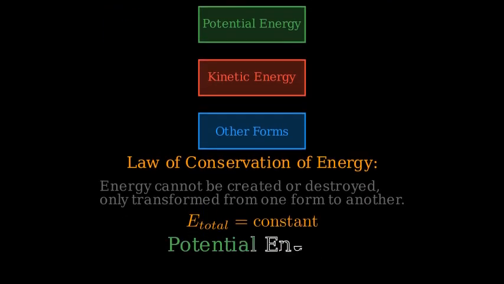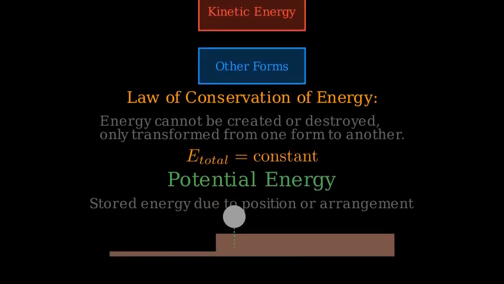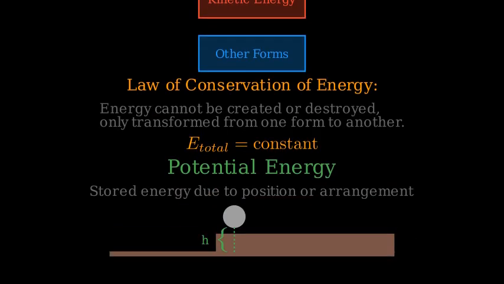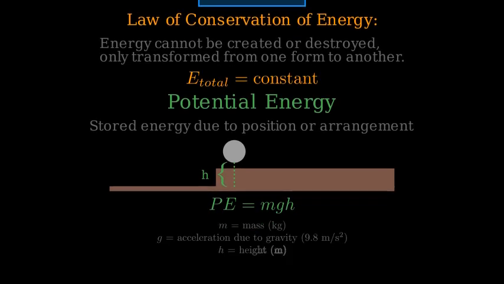Let's first explore potential energy in more detail. Potential energy is stored energy that an object has due to its position or arrangement. The most common type is gravitational potential energy, which depends on an object's height above a reference point. The formula for gravitational potential energy is Pe equals mgh, where m is mass in kilograms, g is the acceleration due to gravity, approximately 9.8 meters per second squared on Earth, and h is height in meters.